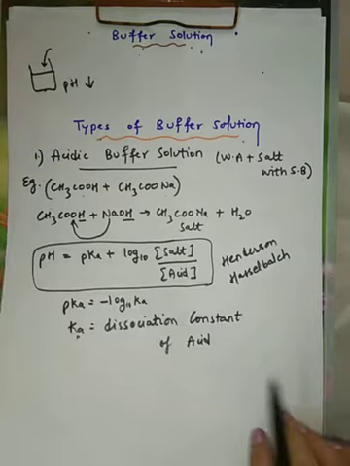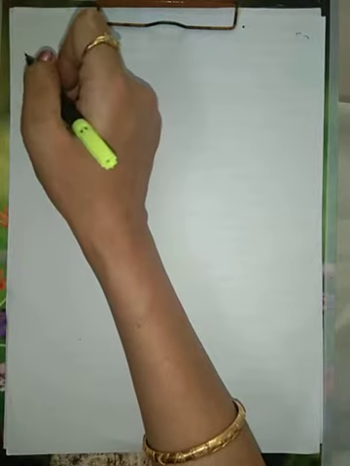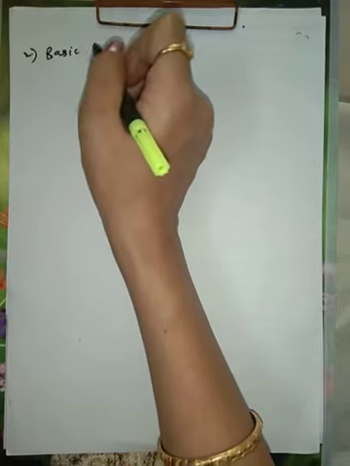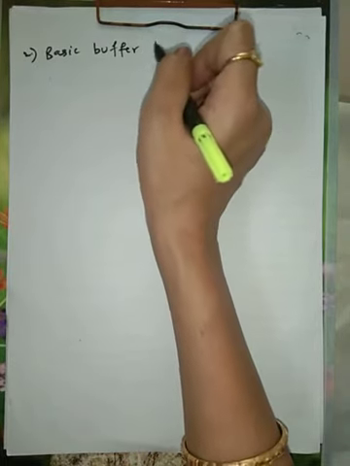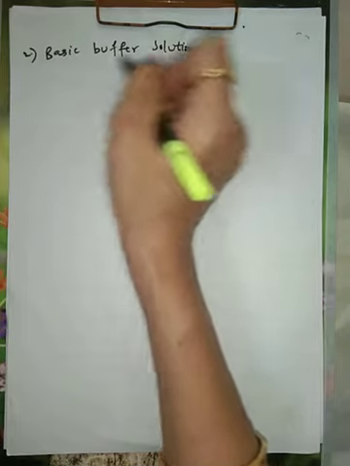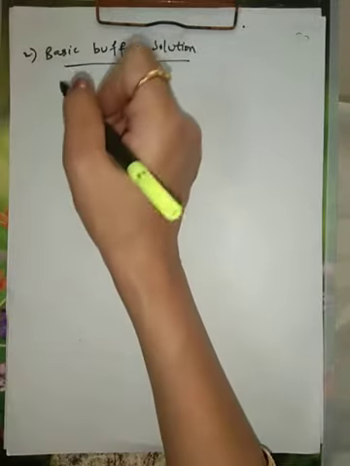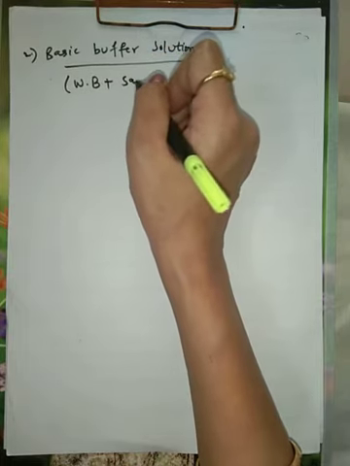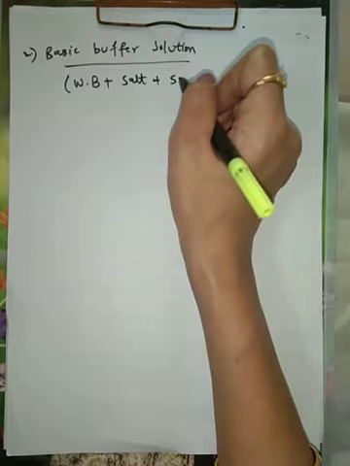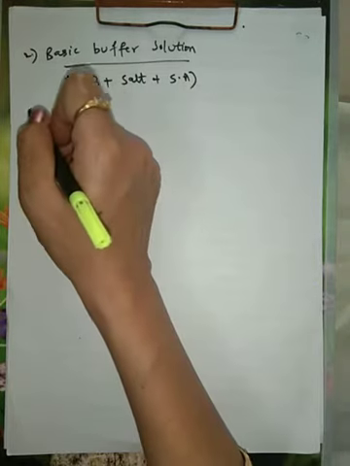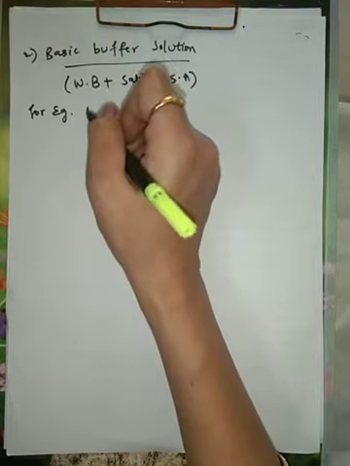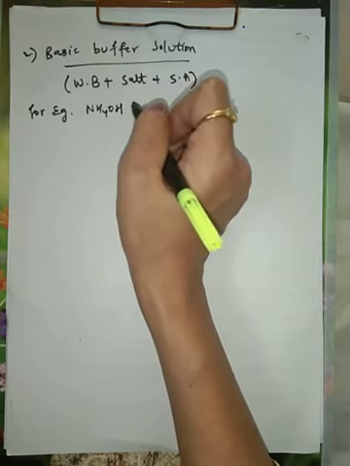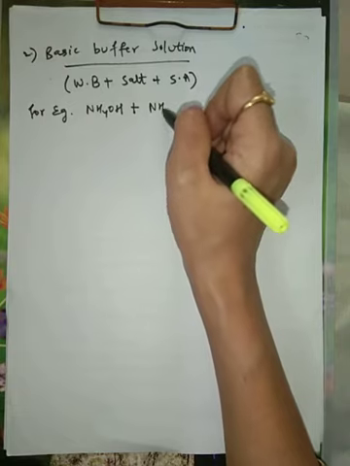Right, now second type of buffer solution is called basic buffer solution. Basic buffer solution is the second type of the buffer solution. अगर आपको acidic buffer समझ में आया है तो basic buffer is very parallel to it. Basic buffer is made up of weak base and the salt of the same weak base with strong acid. Weak base example we know, it is ammonium hydroxide, right? And the salt that we can take here is ammonium chloride.